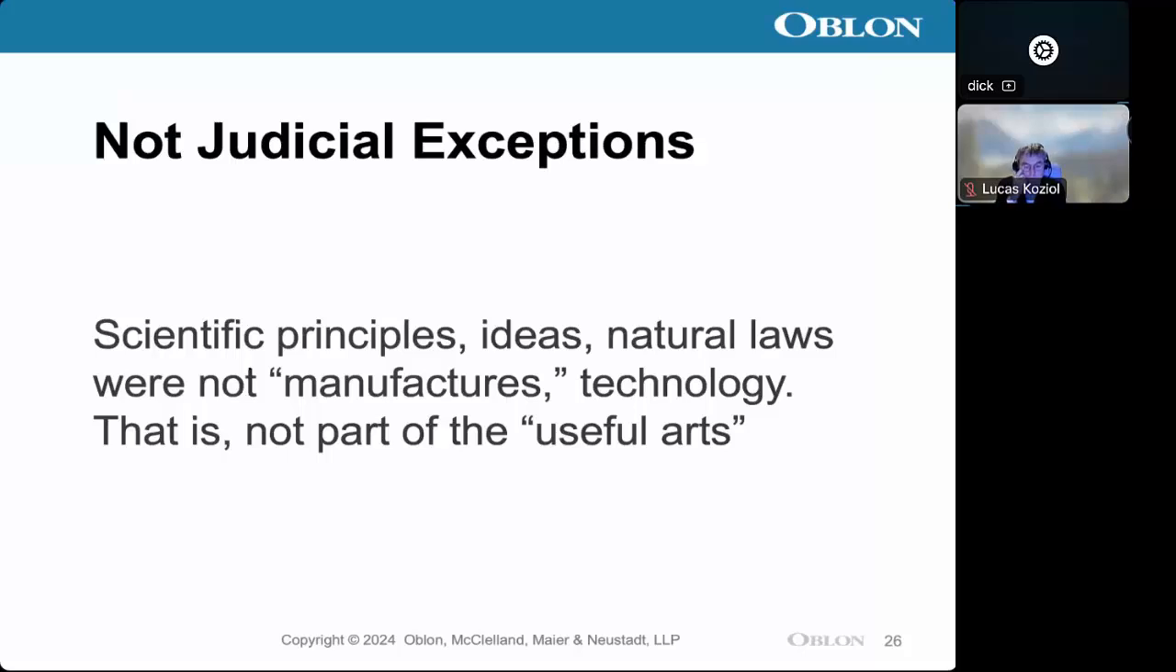Now, we've all heard this thing about judicial exceptions. Well, according to the early cases, beginning at least 1813, scientific principles, ideas, natural laws were not manufactures. Remember, that's what the statute of monopolies was directed to. That is technology. That's how the term was interpreted by the American courts. Or to put it another way, it was not part of the useful arts.